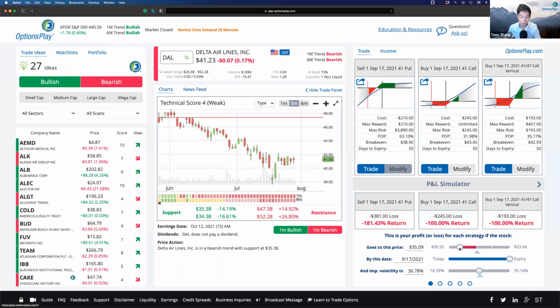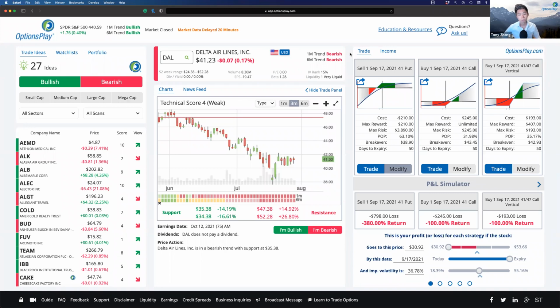And then what happens if the stock keeps moving lower and lower and lower? You can start to learn that the short put has a lot more to potentially lose than a long call, which only has $245.